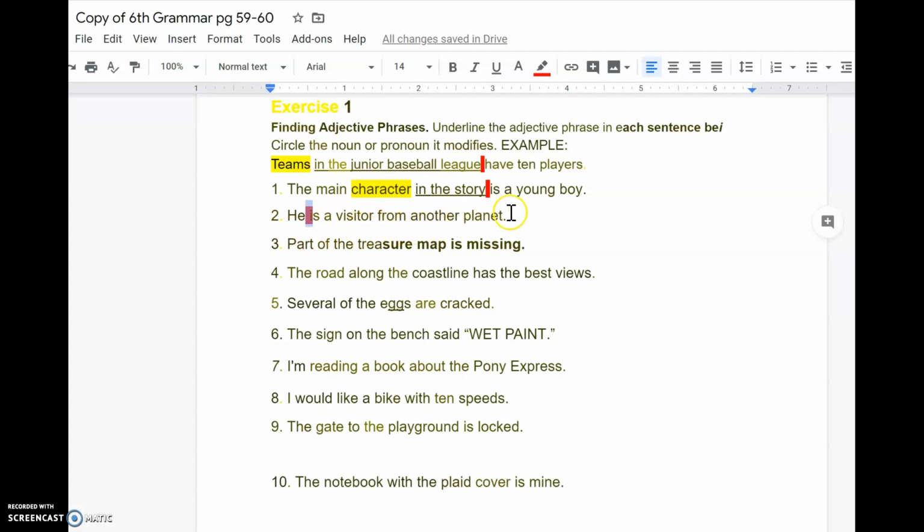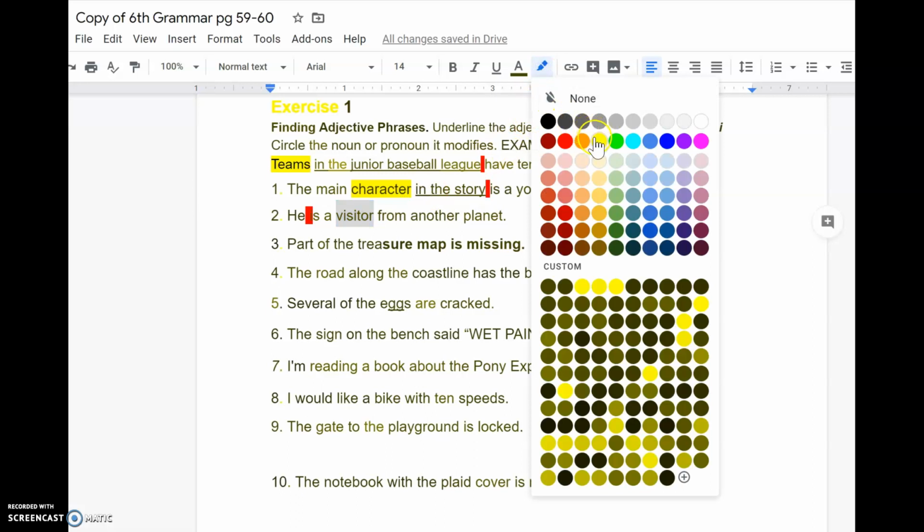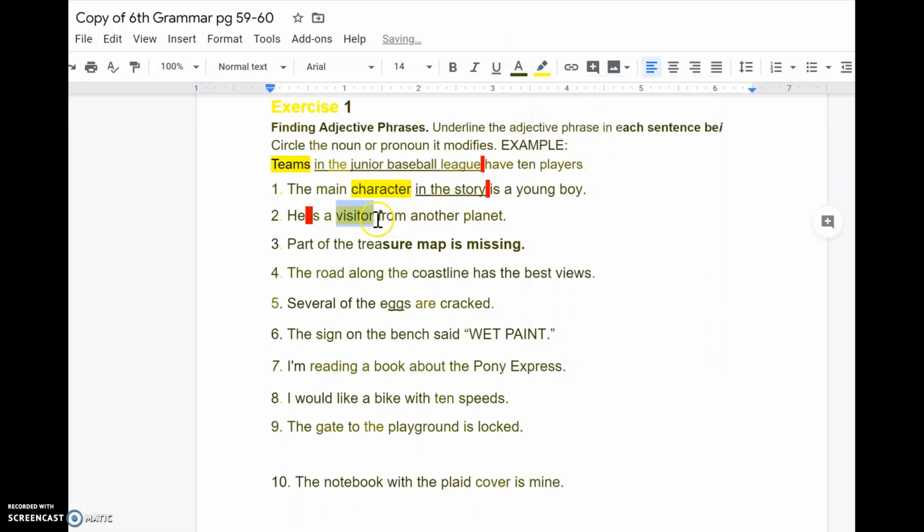something that is telling more, that is describing more about a noun or a pronoun. So I know that from is a preposition. So from another planet tells more about visitor. So circle or highlight visitor, underline from another planet, because that tells more about the visitor. It tells where they're from.